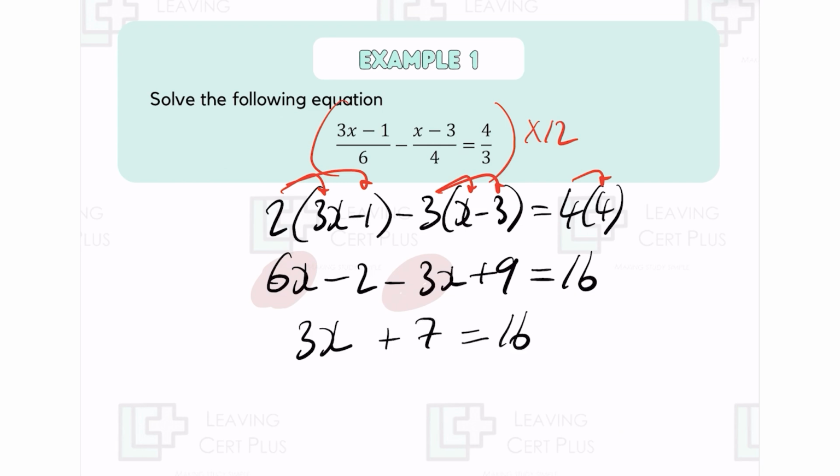So take 7 from both sides and we're nearly there. So 3x equals 16 take away 7, which is 9. And that leaves us with x equals 3 and we are done.